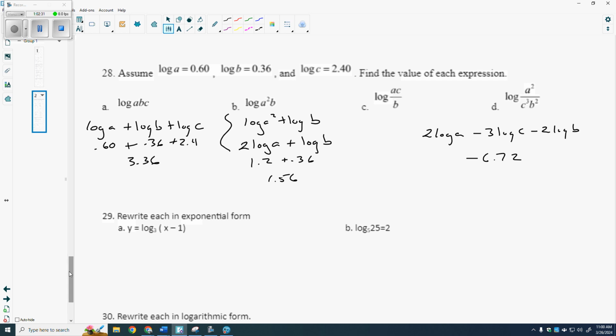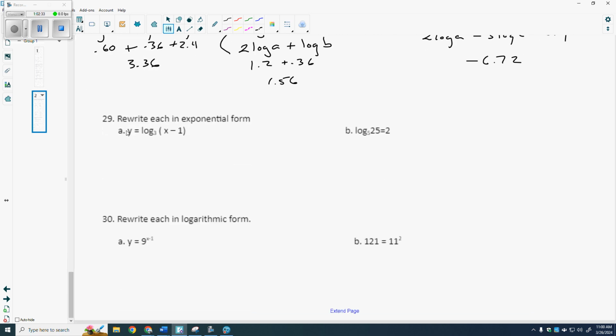Okay, coming to the end. Simply switch forms. That's all you're doing. Rewrite. Guaranteed this is on the test. Just simply rewrite: 3 to the y equals x minus 1. Done. Switch forms. 5 squared equals 25. Go backwards. My opinion, this is the harder of the two.